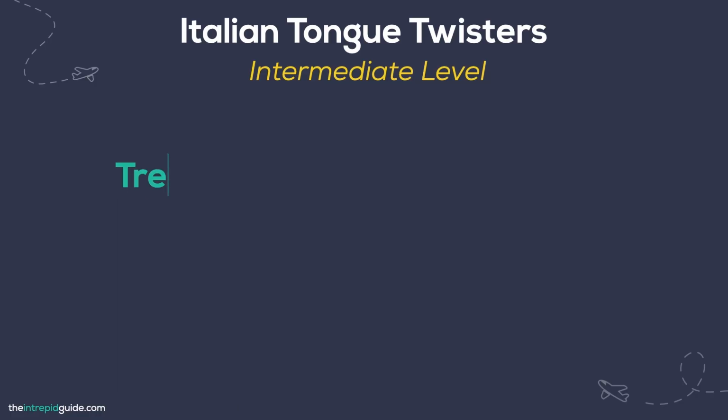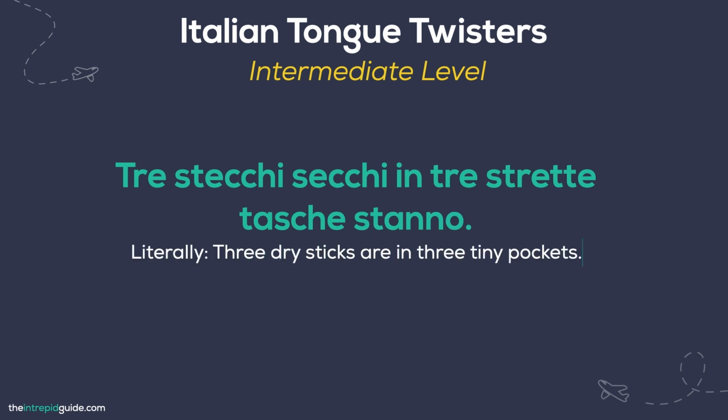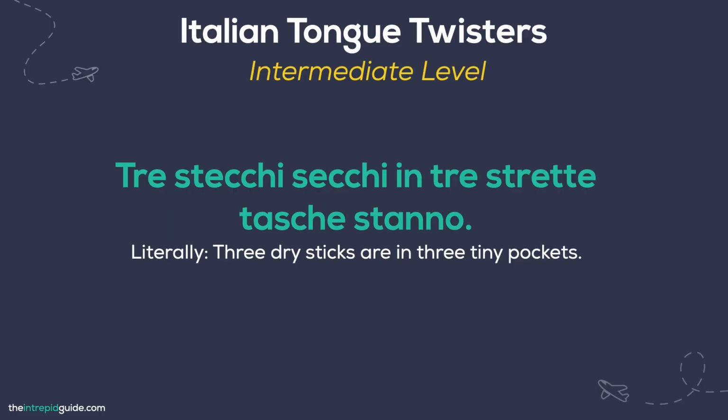Coming in at number 14, we have the Italian tongue twister. Tre stecchi secchi in tre strette tasche stanno. Which literally means three dry sticks are in three tiny pockets. Now this tongue twister focuses on double consonants and the infamous TR cluster. Rolling R after the letter T is quite the challenge. The real trick here is navigating through all these similar sounding words like stecchi and secchi, or tre and strette.